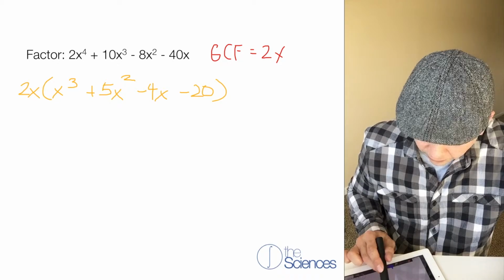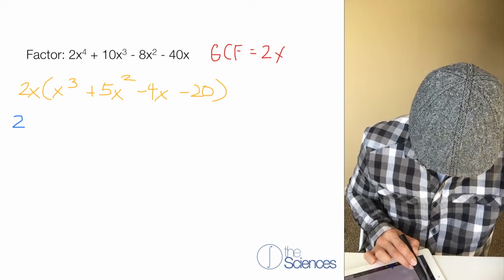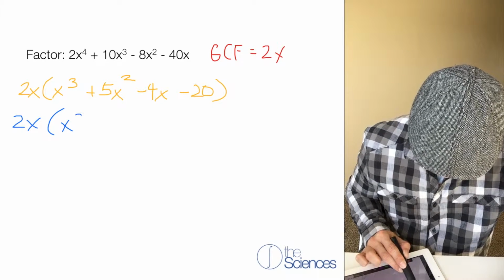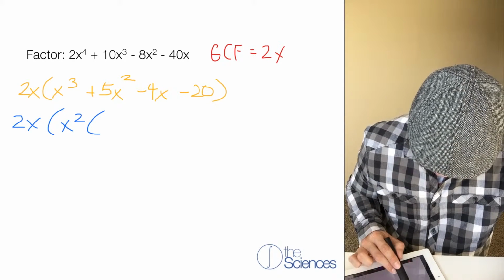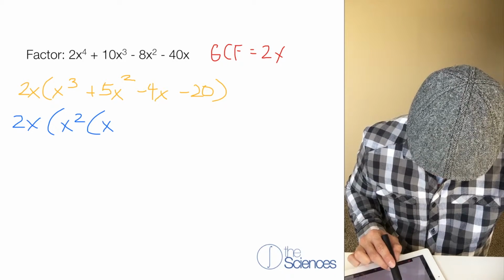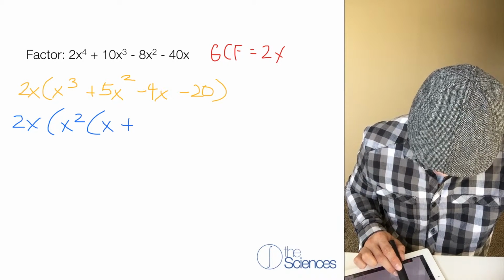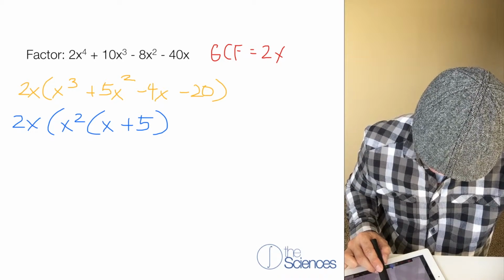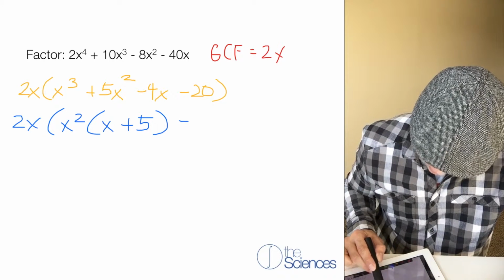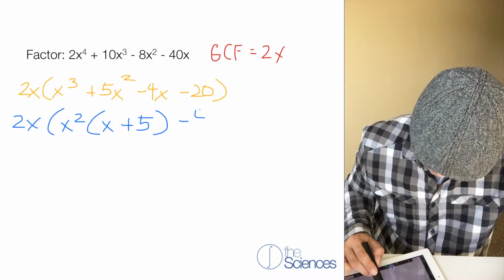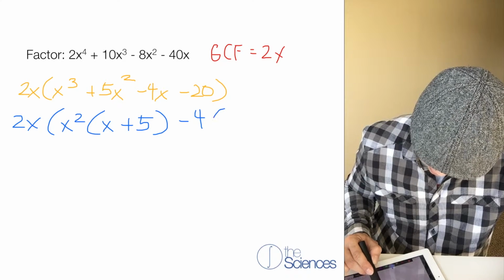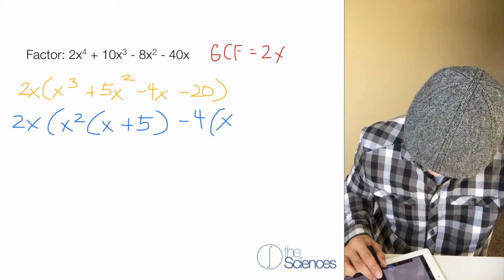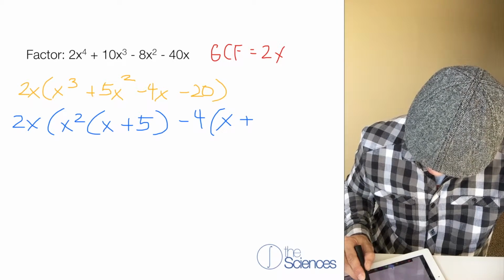Now we have to see if we can factor this out even more. We have 2x. Now we can try and factor out x squared. To get x cubed, we have to multiply by x. And then to get 5x squared, we just multiply by 5. Now we can factor out 4 from negative 4x and negative 20. So to get negative 4x, we multiply by x. And then to get negative 20, we multiply by 5.